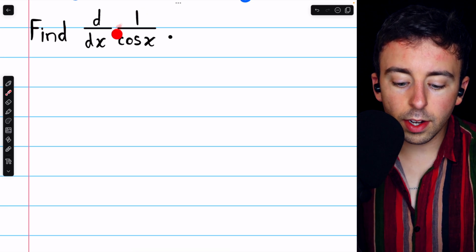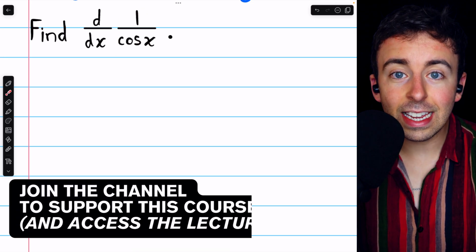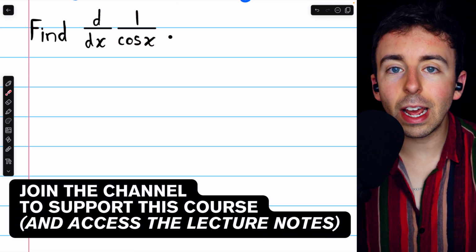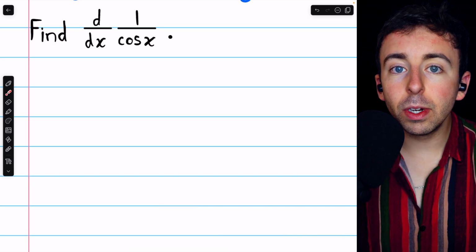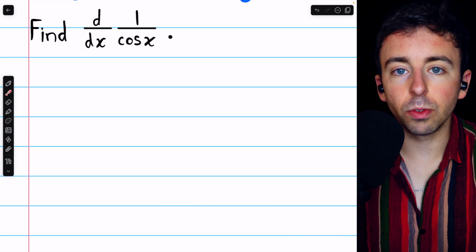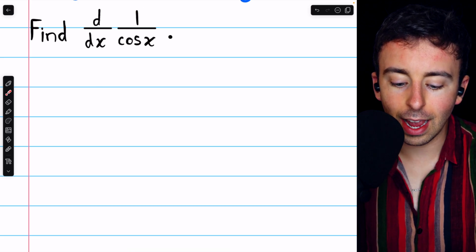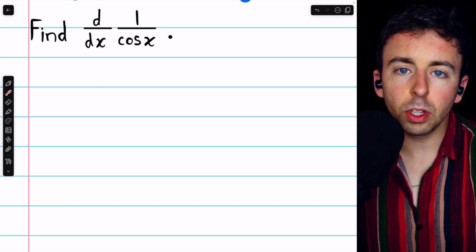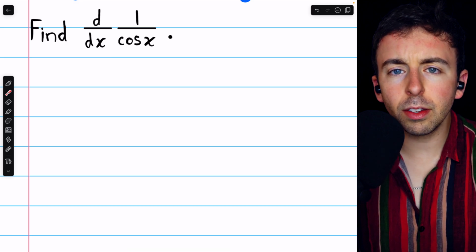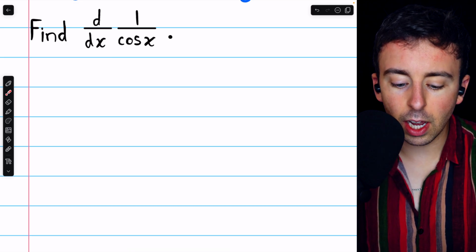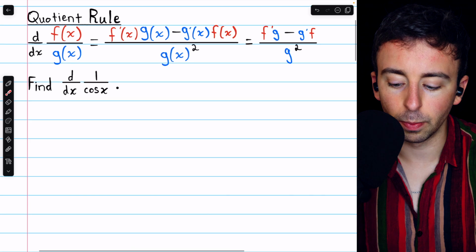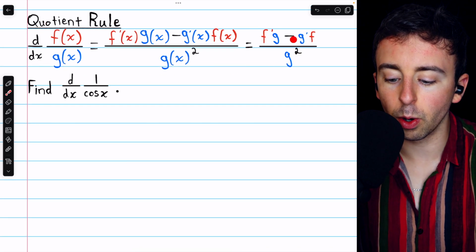You should know that 1 divided by cosine x is secant x, and you should have its derivative memorized. But if you don't know it yet, we can figure it out using the quotient rule, because we have 1 divided by cosine x. So to differentiate this, we'll use the quotient rule. We could also do this using the chain rule, but in this video, we'll opt for the more basic rule, the quotient rule, which I've written here for your reference.